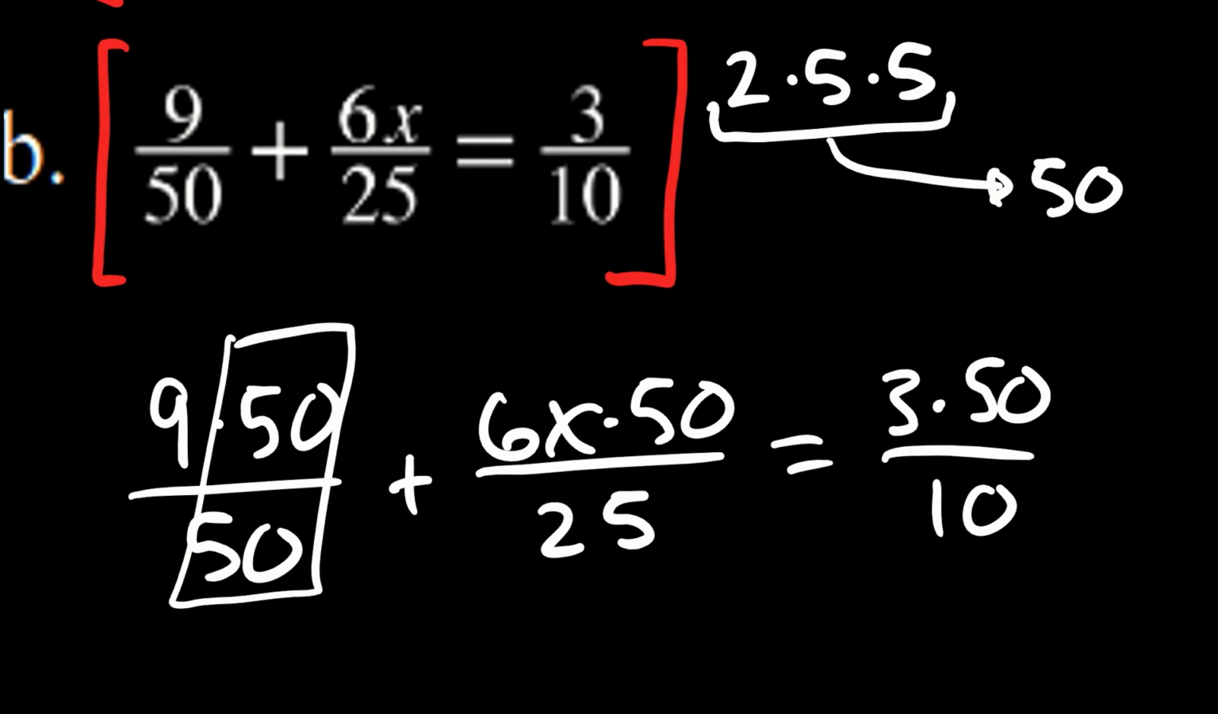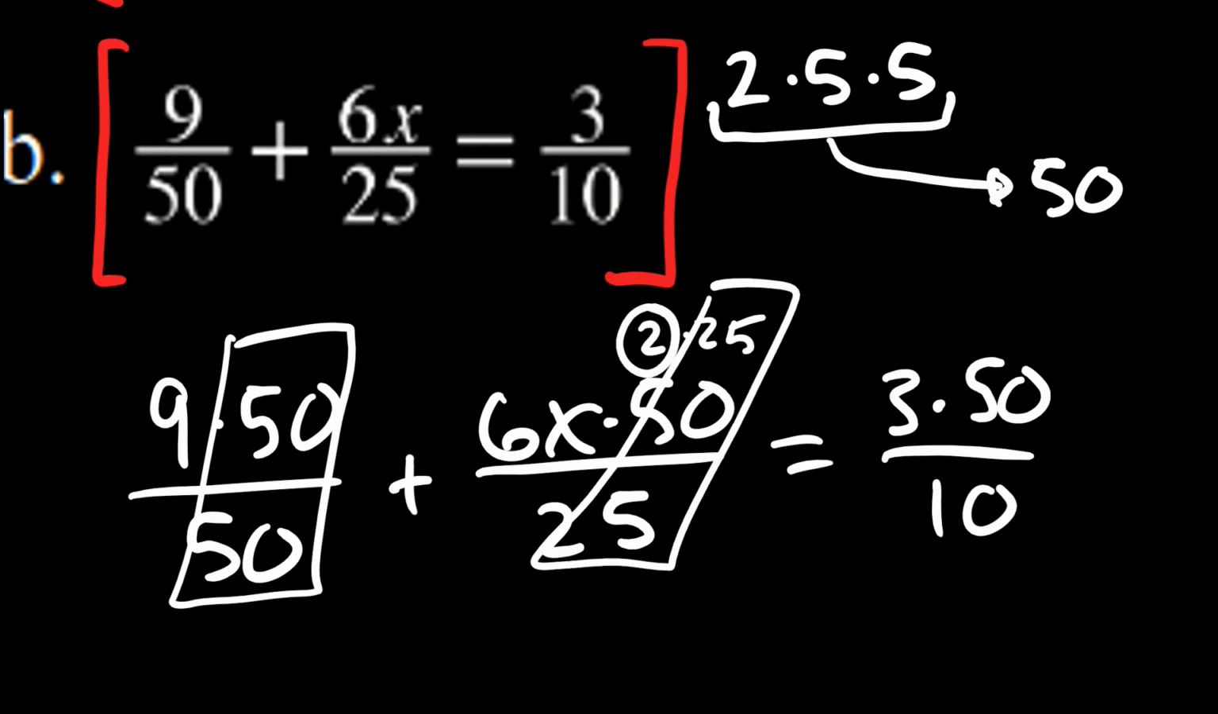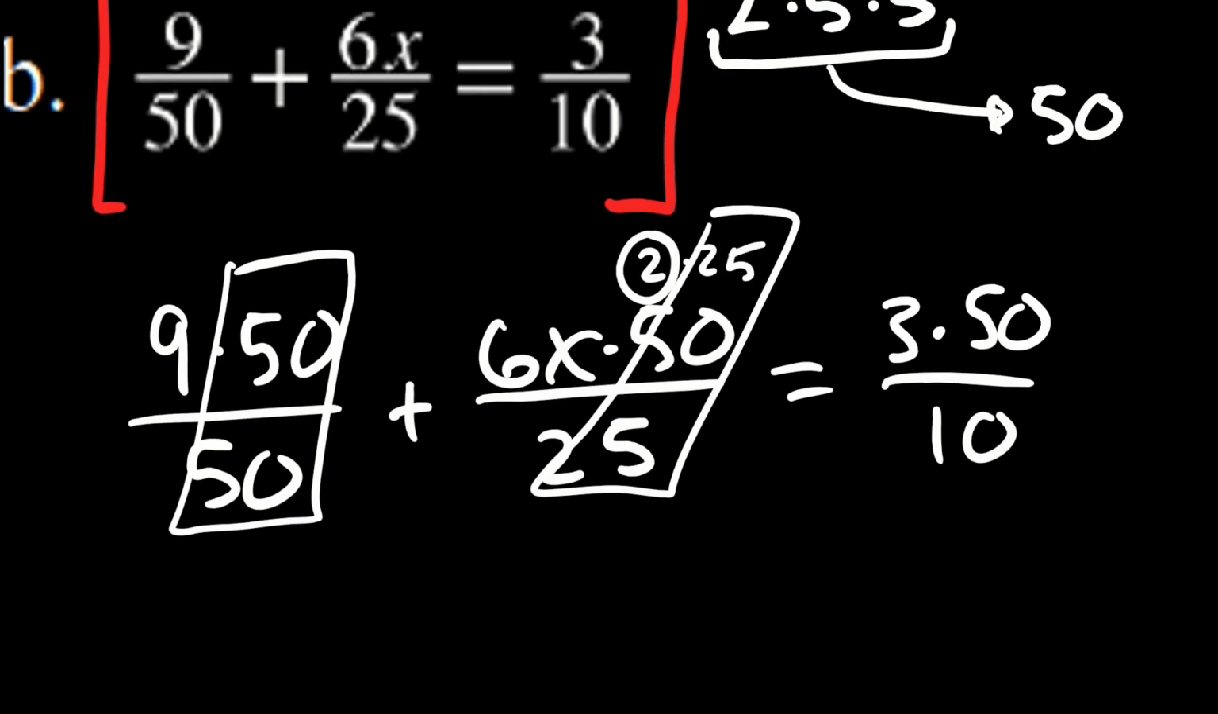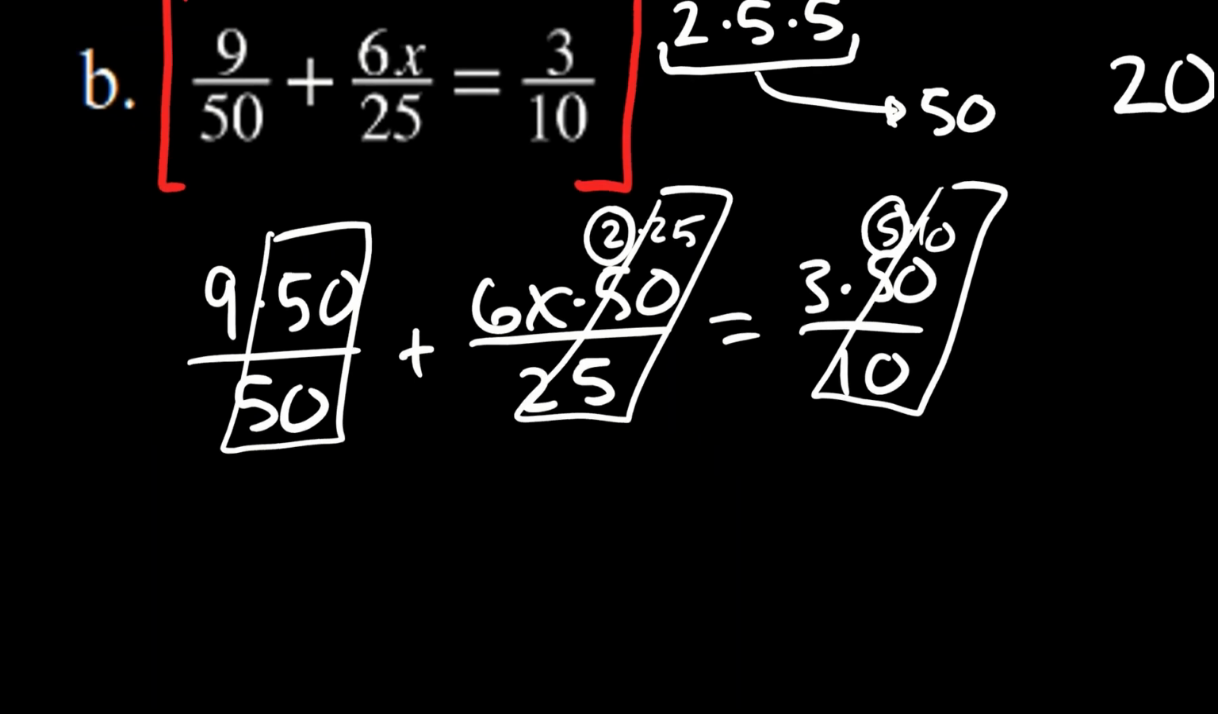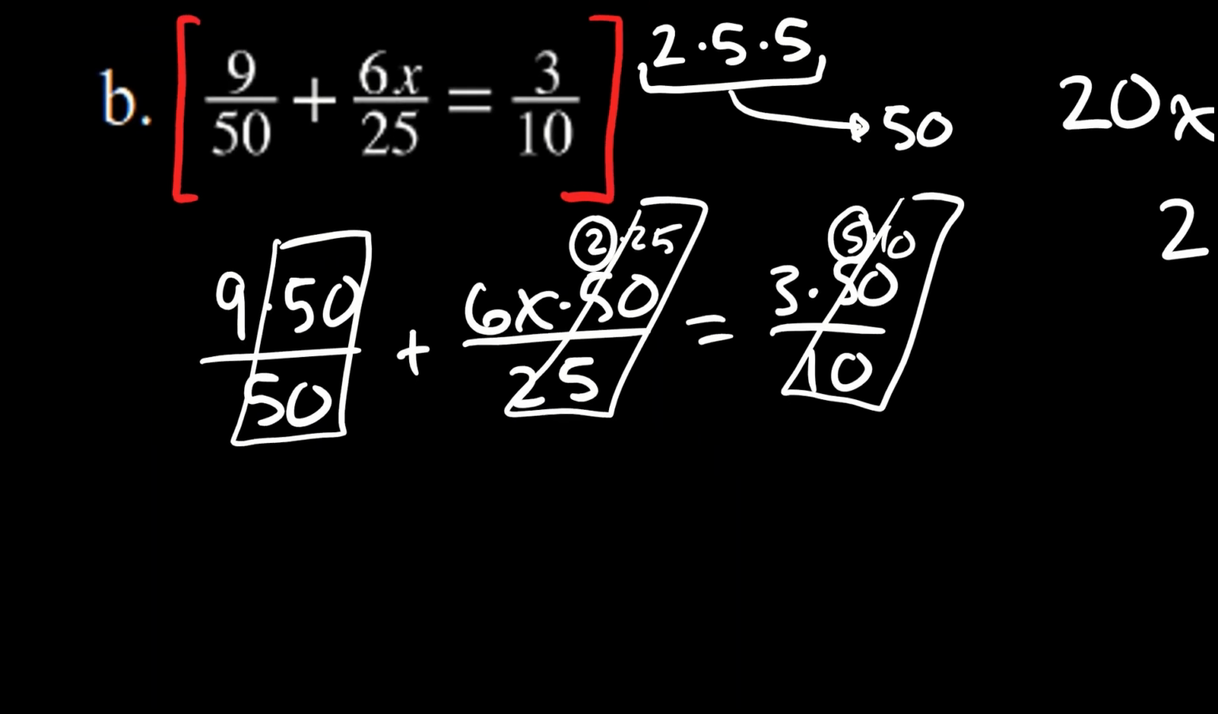50 was 2 times 25. So I can bust this up and write this as 2 times 25. So the 25 is going to go away, and I'm going to be left, don't forget there's a factor of 2 here now. And then finally 50 divided by 10, that's 5 times 10. Actually, I think I like doing it the other way, but I still have a 5 here, don't forget. I like it when I write 2 times 5. I think that looks better. But my answer here now, I've got a 9 plus 12x, and that's going to equal the number 15.